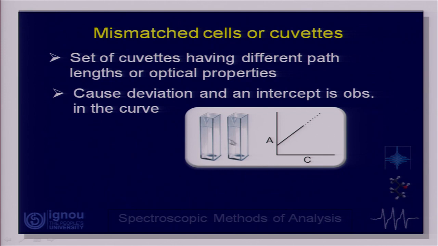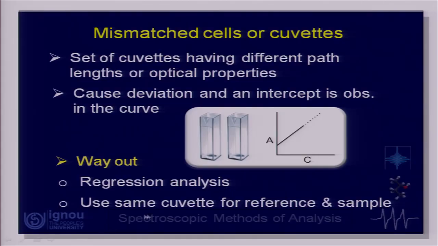If the cells are not matched properly, what you observe is that there could be some kind of intercept coming into the graph, because you remember that for the Beer-Lambert law, the curve between A and C, absorbance and concentration, must pass through 0. So, when the cuvettes are not matched, you may have an intercept here or maybe an intercept over there. So, this is yet another kind of deviation we observe because of the way we are conducting our experiment.